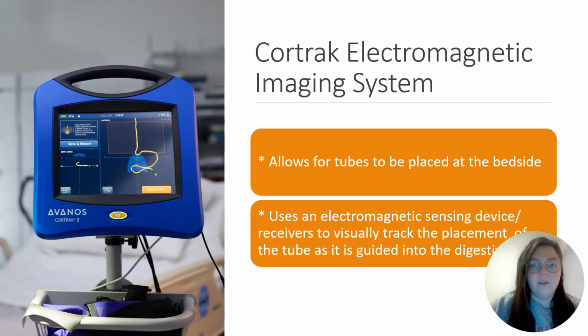The CORTRAC electromagnetic imaging system allows for tubes to be placed at the bedside, so you can visualize the tube as you're placing it. It uses an electromagnetic sensing device and receivers to track the placement of the tube as it's being guided to the digestive system. This can help reduce the risk of the tube branching into the lungs and causing pulmonary injury.